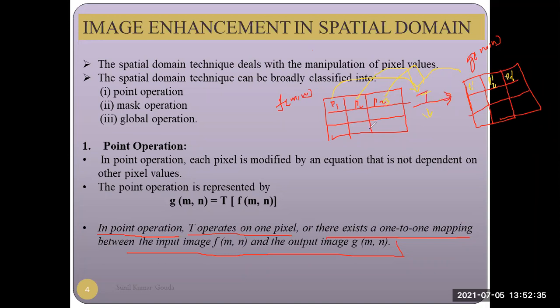Now what are we actually doing? We are performing point-to-point, or one-to-one, transformation. We can see what we're doing: one-to-one mapping. This will map to this one, this will map to this one, this will map to this one, this will map to this one, and this will map to this one. So this operates on each pixel, only one pixel, or I can say there exists one-to-one mapping.